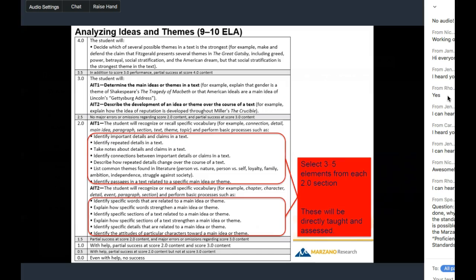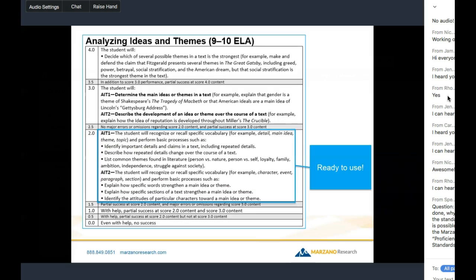at the 2.0 level. So a school or district might agree for this particular proficiency scale, it's going to be these 4 vocabulary terms for AIT 1 and these 3 bullets for AIT 1, and then it's going to be these 4 vocabulary terms and these 3 bullets for AIT 2. And now the scale is ready to use.